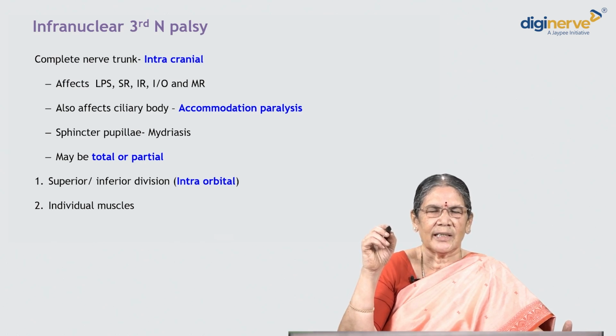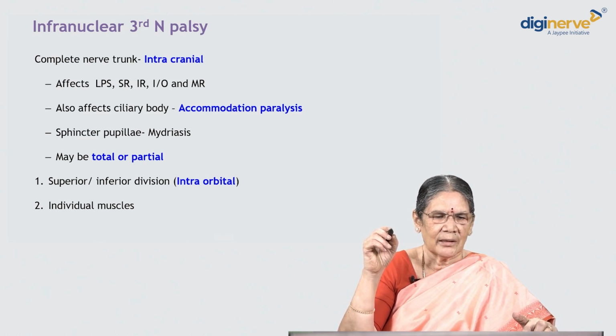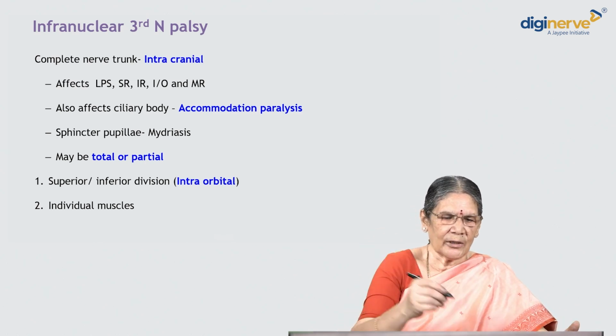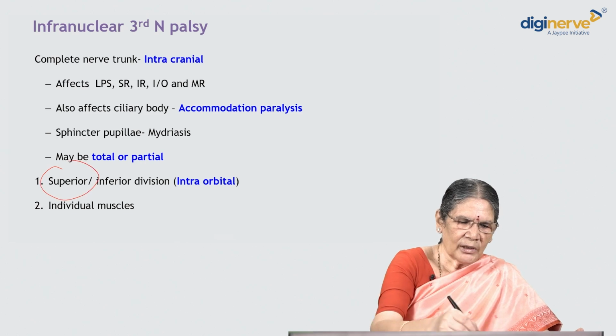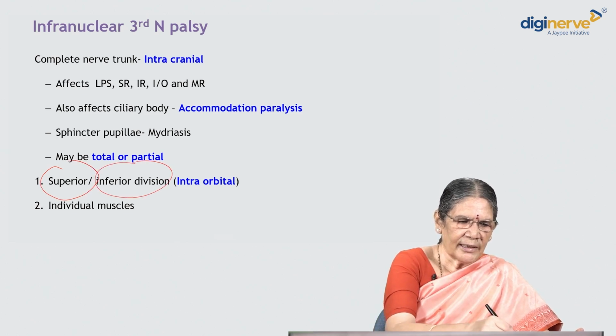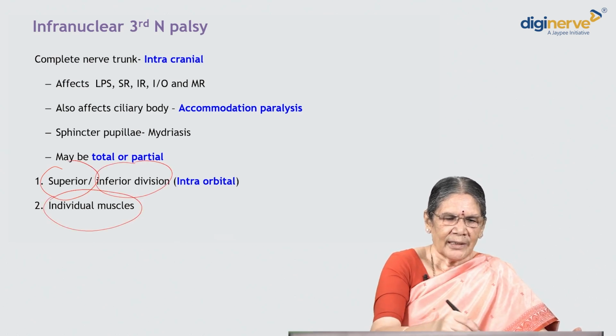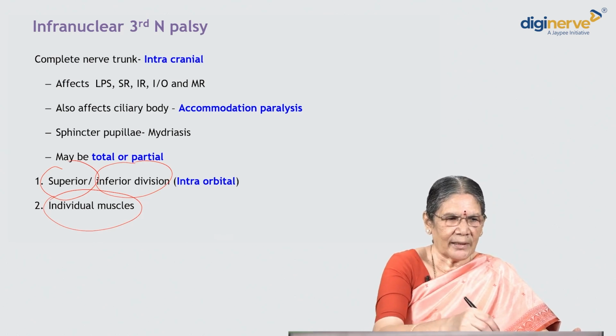That is intracranial complete nerve trunk. It could again be involving only the superior or only the inferior or the individual muscles. This we will deal with separately. So, now what is it?